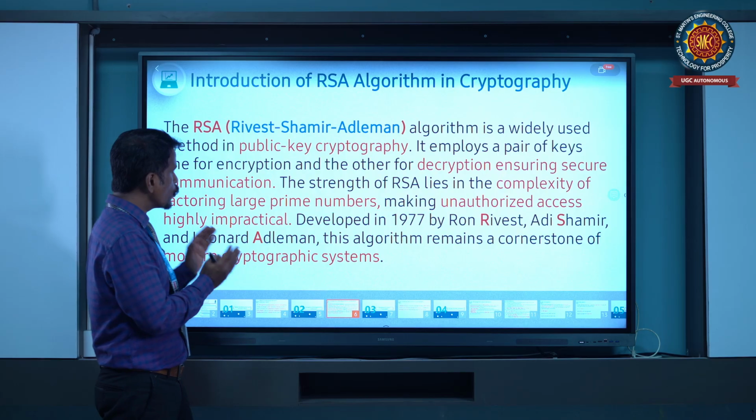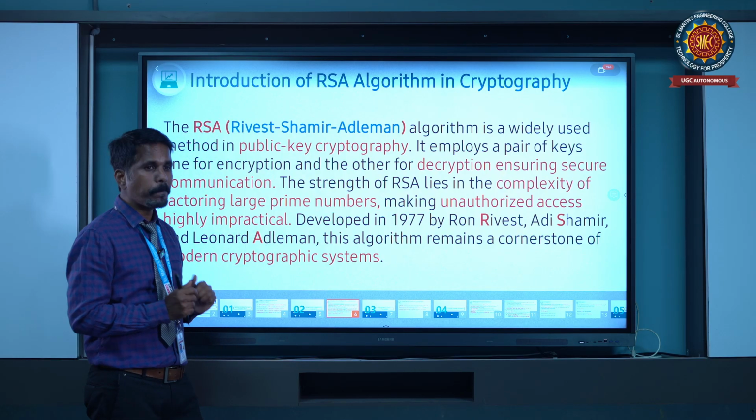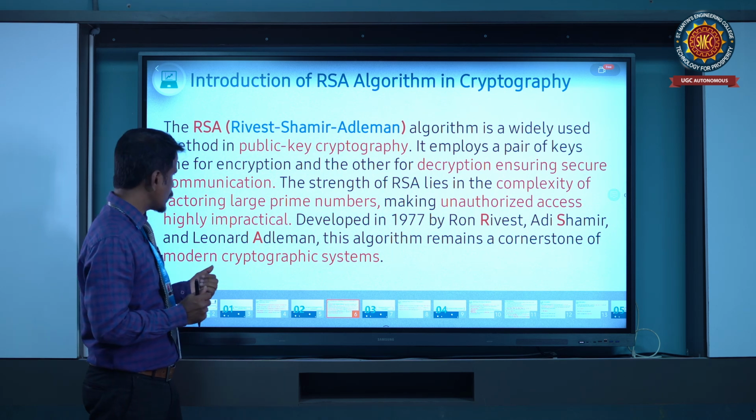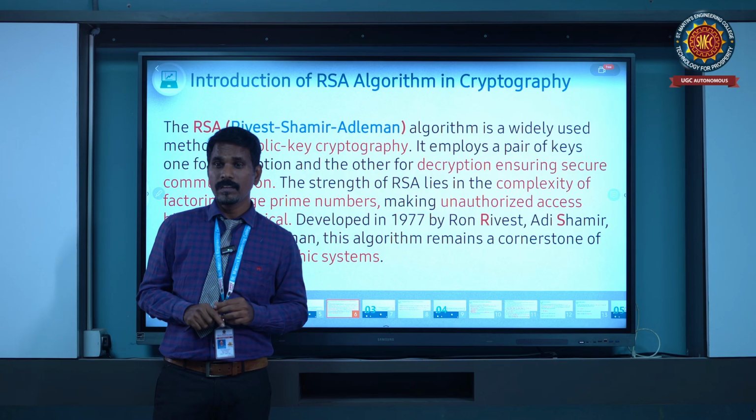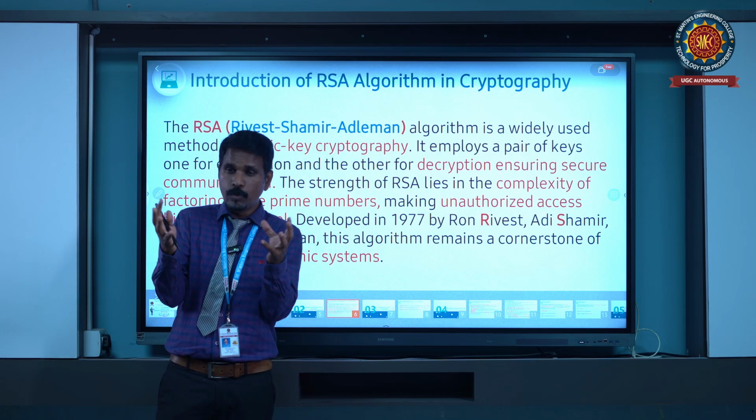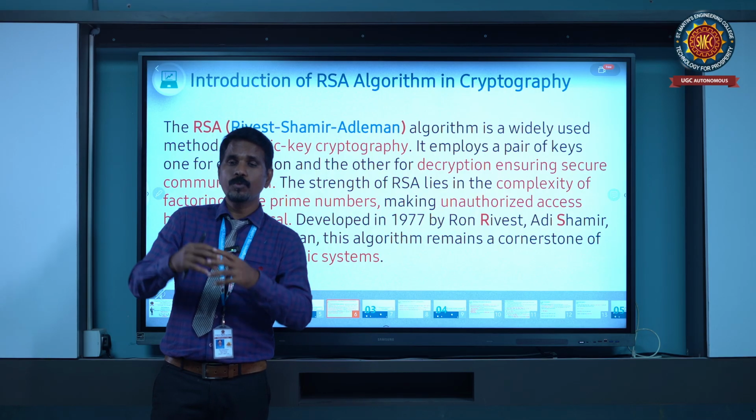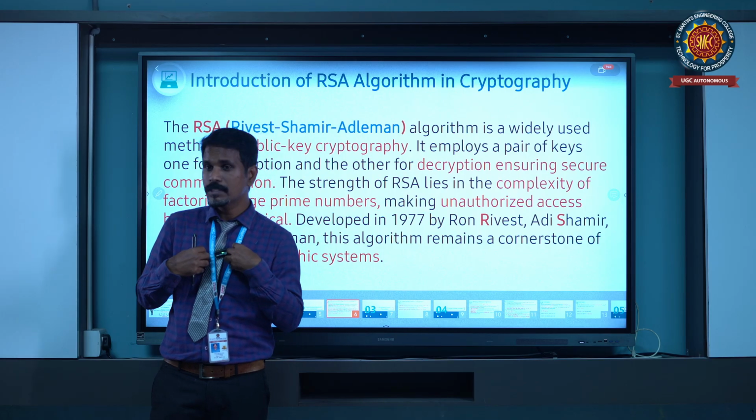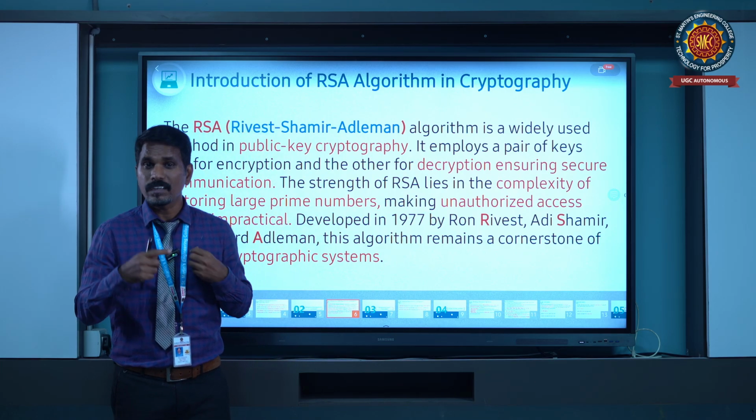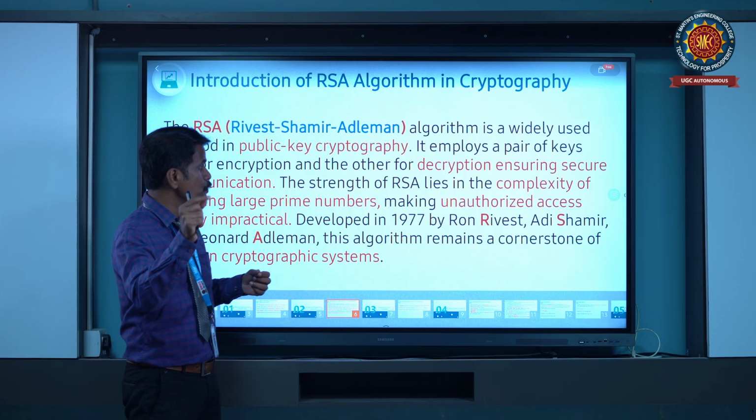So using two large prime numbers makes unauthorized access highly impractical. It's not an easy one. When I use huge numbers, above 1024 bits or 2000 bits, if I choose that kind of numbers, it's really complicated. It is not easy for intruders to access the message.